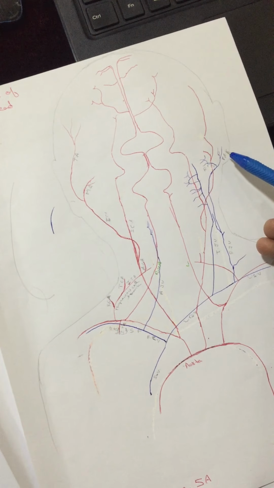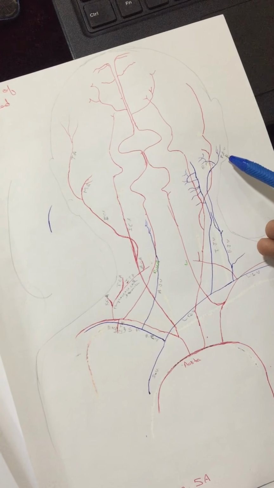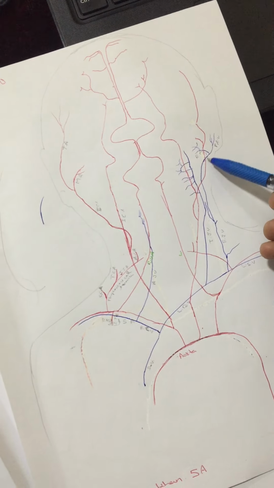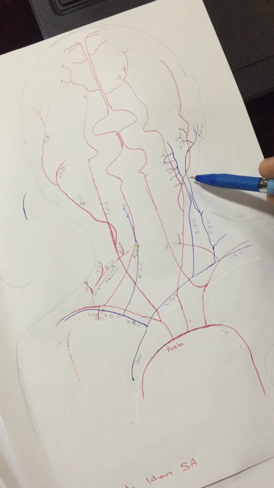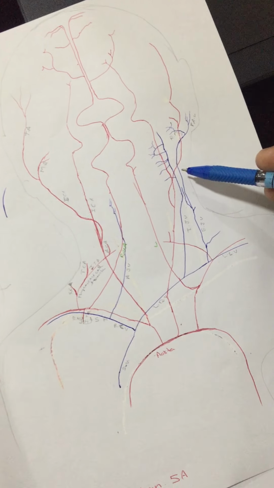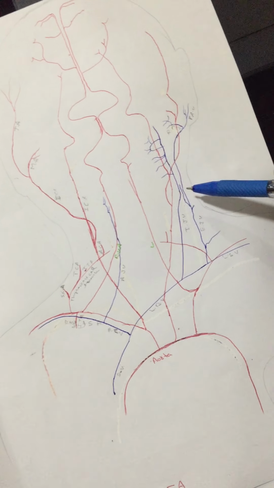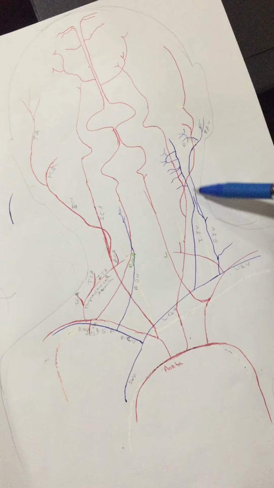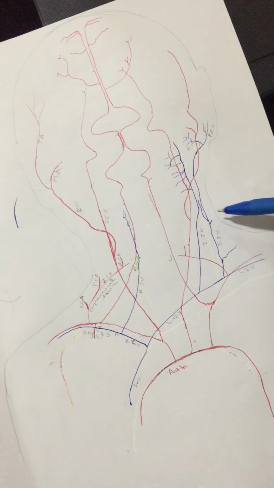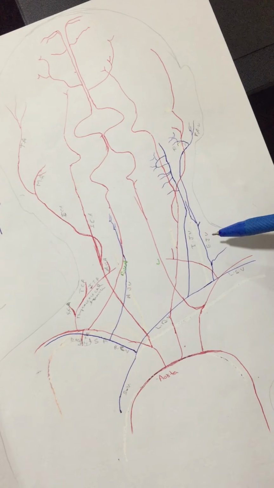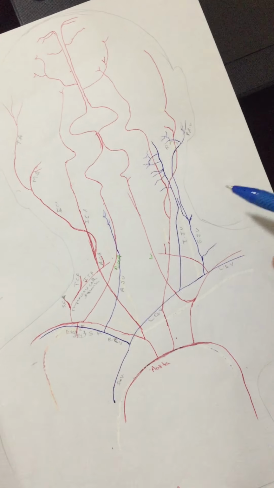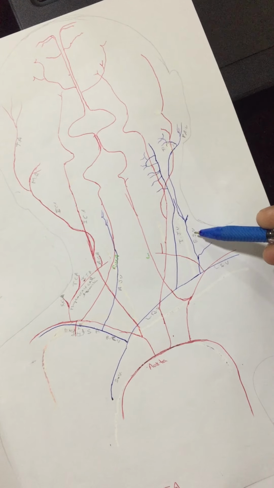and the posterior auricular vein drains the superior and posterior region of the auricle. This goes downwards and makes the external jugular vein, and in the neck region the external jugular vein drains the posterior jugular vein, as well as the transverse cervical vein, which also drains into the external jugular vein.